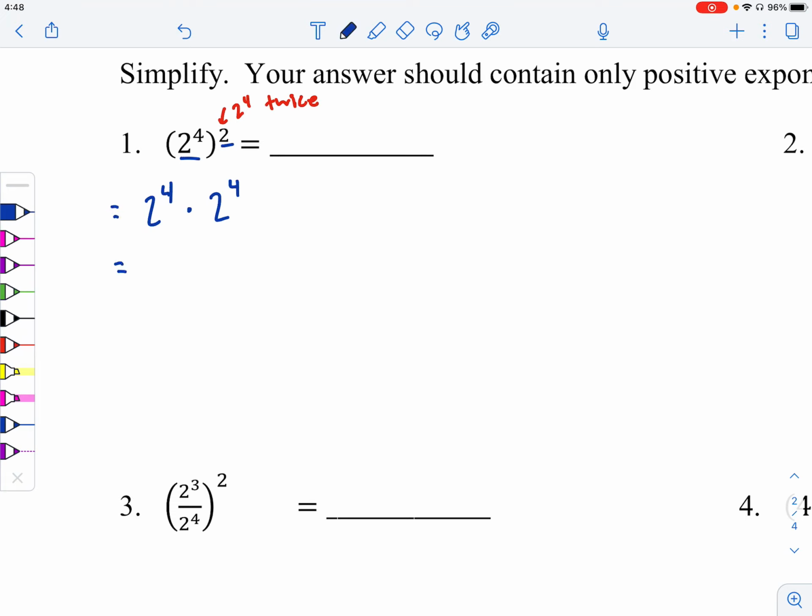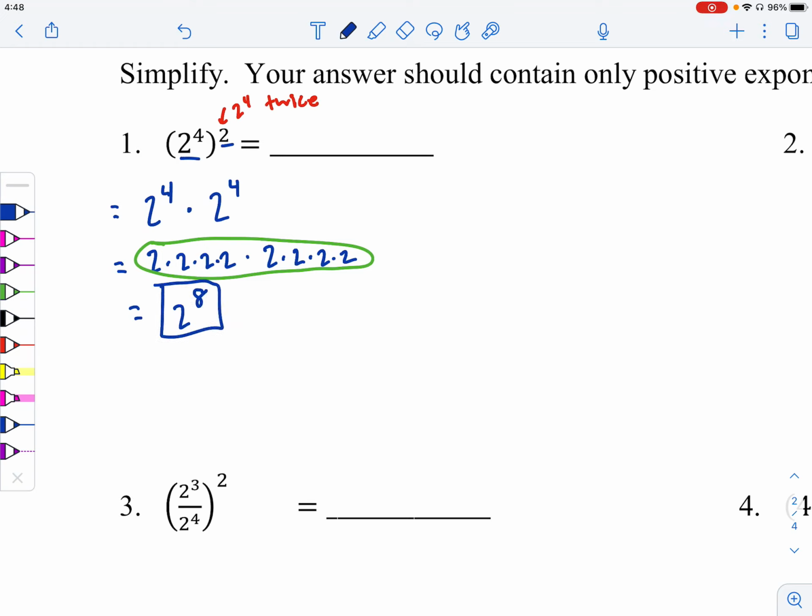We can either add exponents, because we know we have the same base, as 2 to the 8th power, or if we want to write it all out, we have 4 2's for the first one, and then you have 4 more 2's. So a total of 8. So add them all together, you get 8. So 2 to the 8th power, right there. Or you could just add exponents, 4 plus 4, 8. 2 to the 8th power.